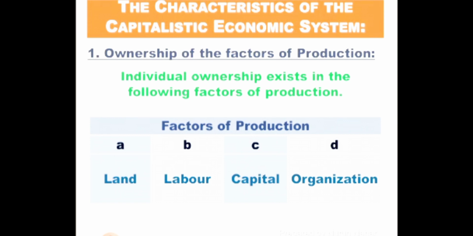Let's see the characteristics. Number 1, ownership of the factors of production. From the discussion earlier, you have seen that there are 4 factors of production: land, labor, capital, and organization. If in a certain economic system, the ownership of all these 4 factors of production belongs to an individual, then it will be called capitalistic economic system.